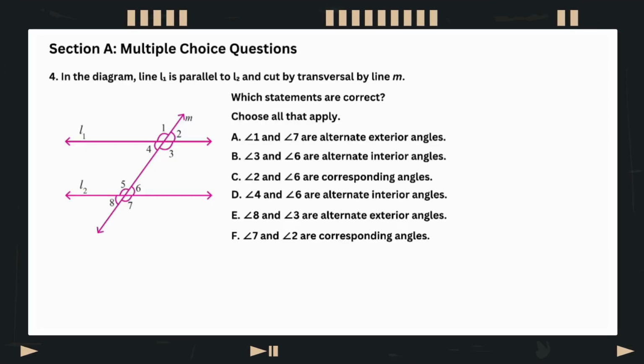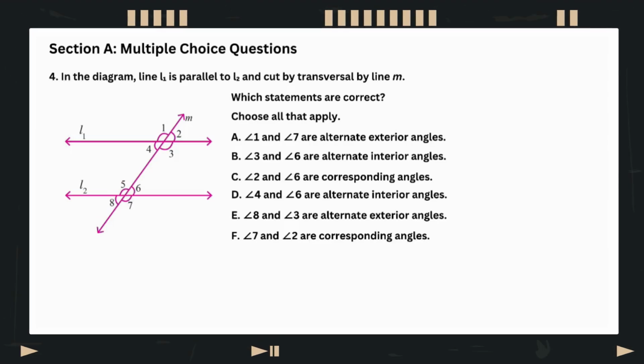Question 4. In the diagram, line L1 is parallel to line L2 and cut by transversal line M. So M is the transversal. Which statements are correct? Choose all that apply. Angle 1 and angle 7 are alternate exterior angles. Before that, maybe we can have a recap of all the things that we've learned so far for parallel lines cut by a transversal.